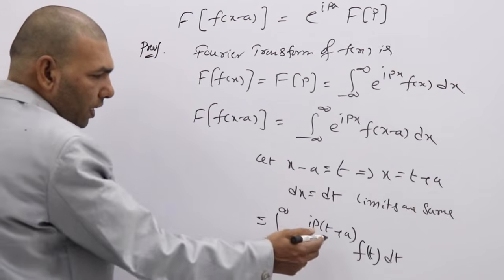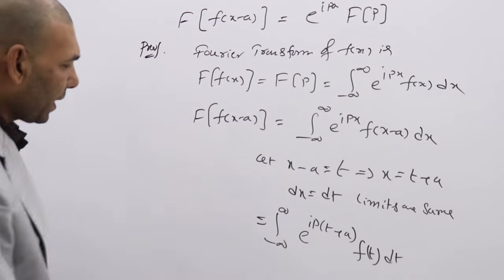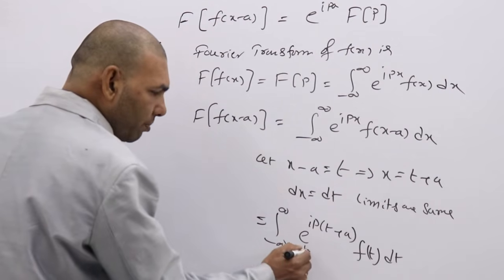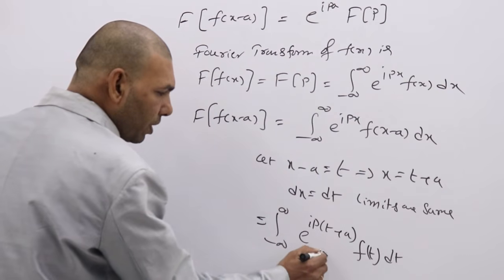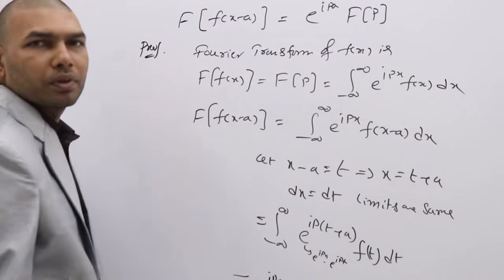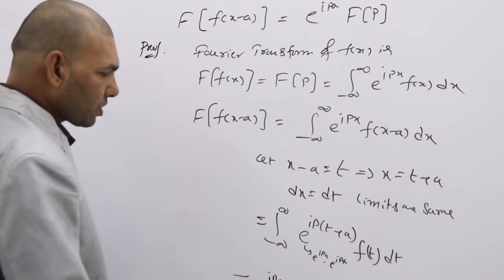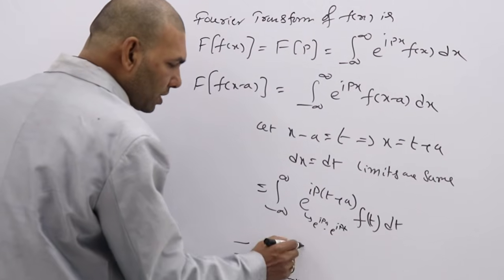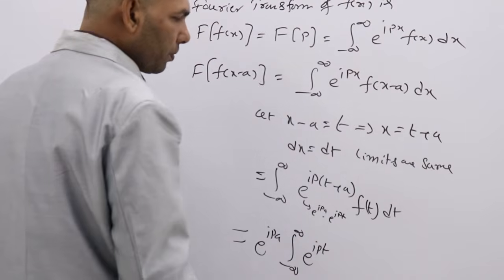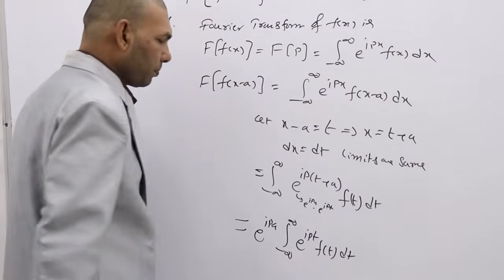Now separate this one. This will be e power ipt into e power ipa. You can take e power ipa as constant because we don't have t terms. This can be written like this: e power ipa into e power ipt. So here in this we don't have t terms. You can keep that one as constant like this. Integral minus infinity to infinity e power ipt into f of t dt.